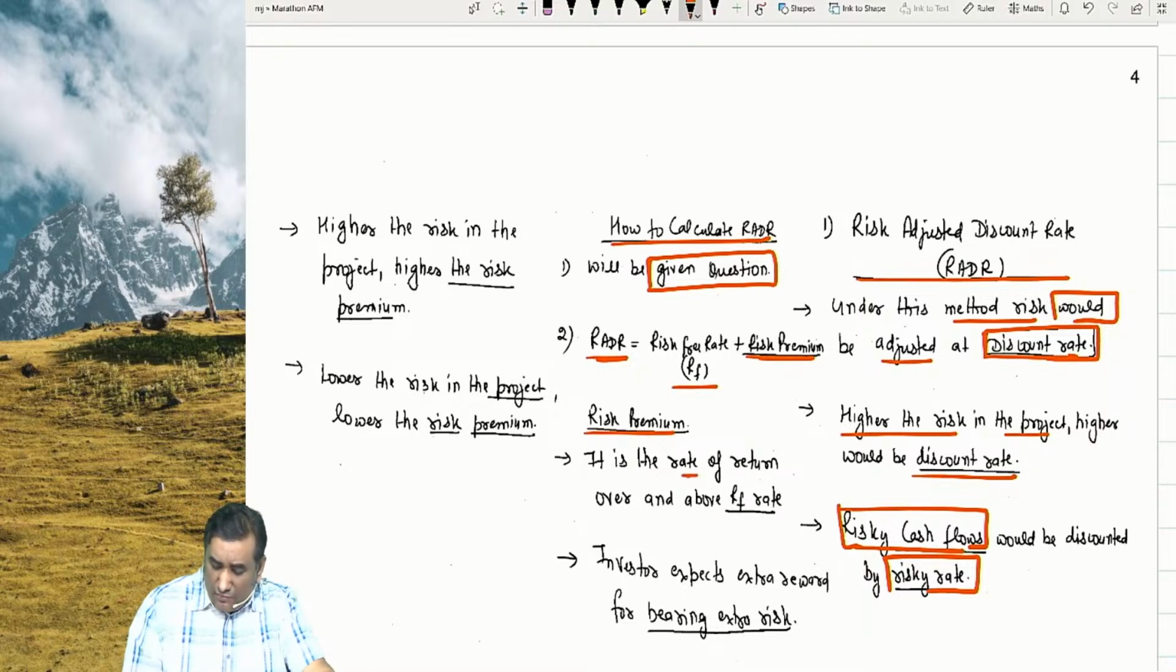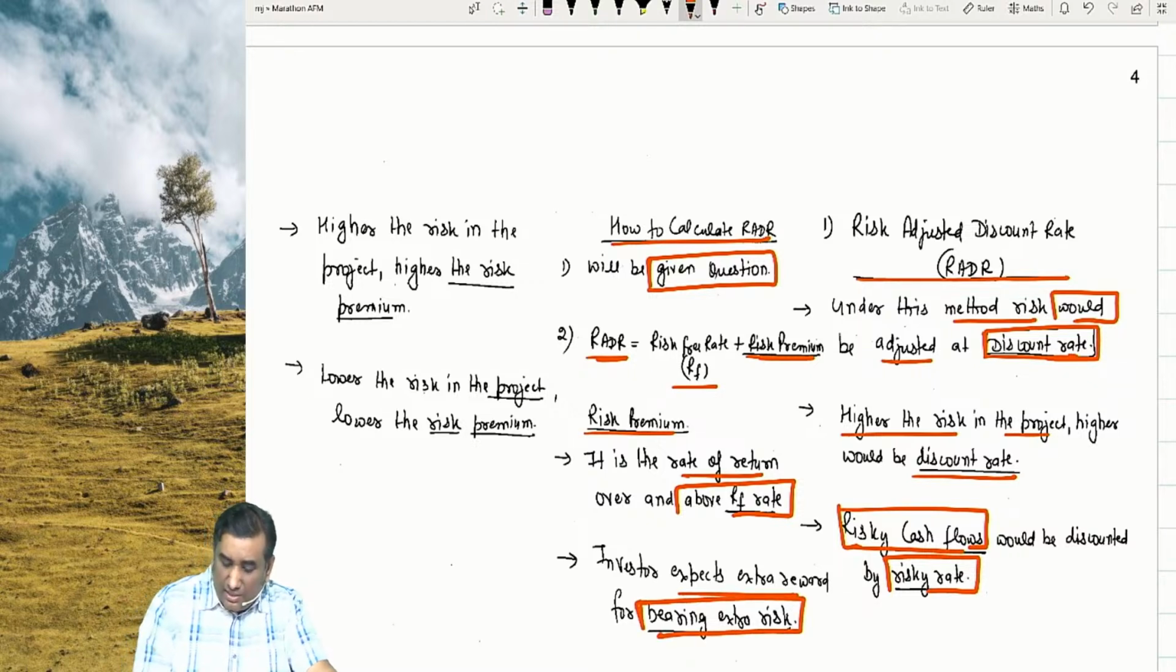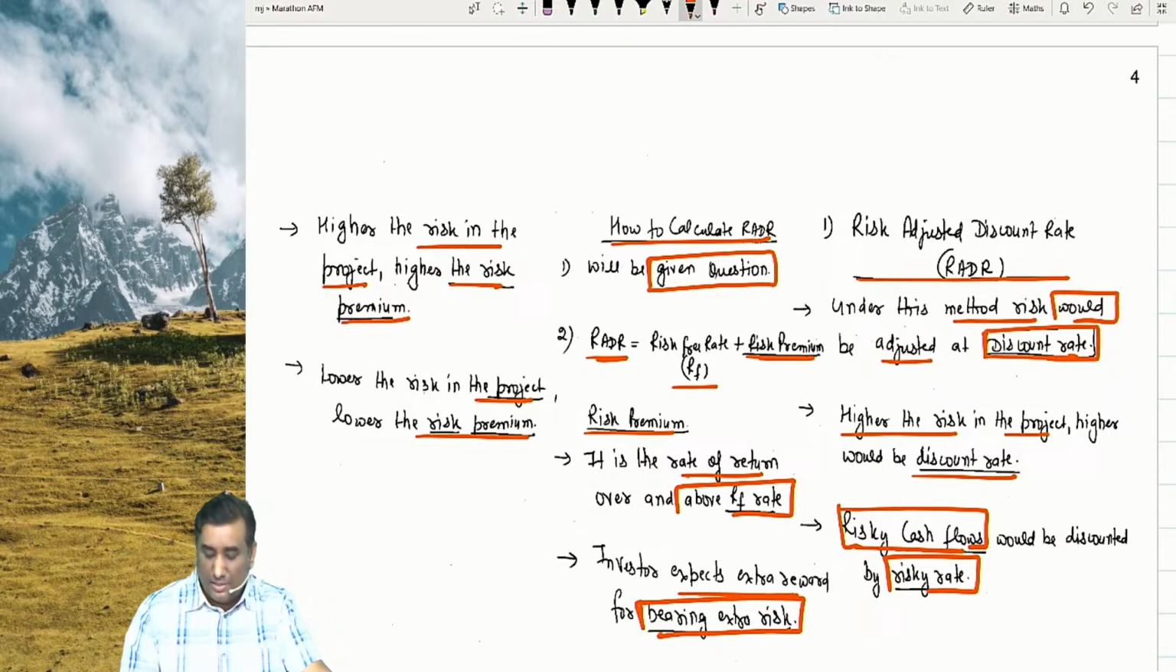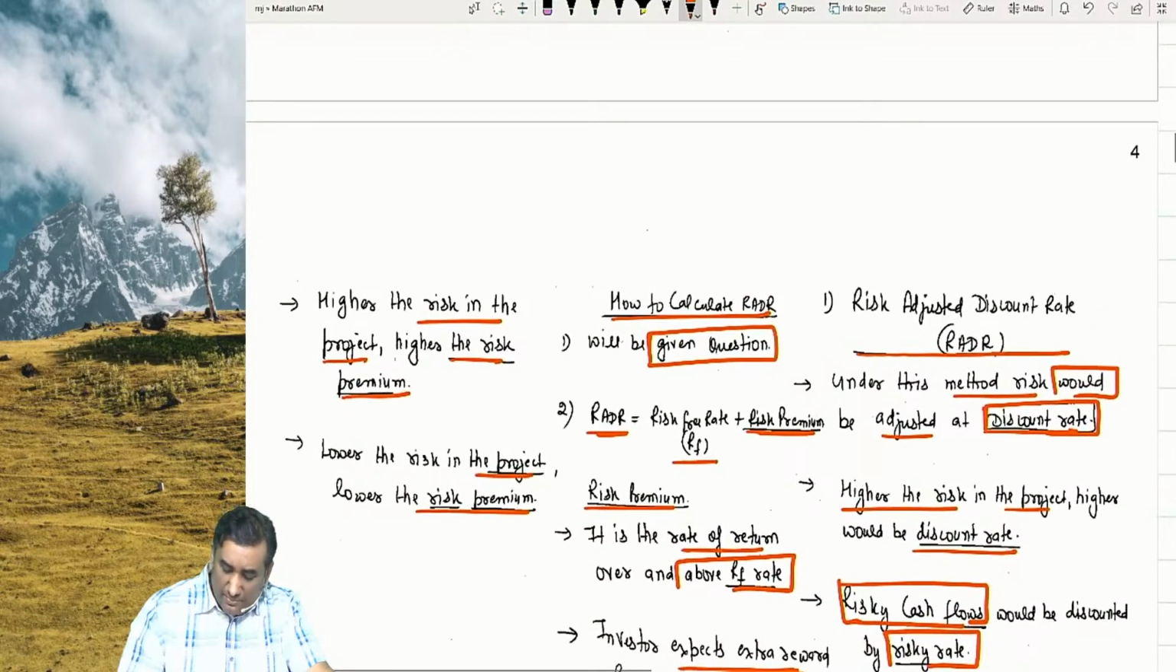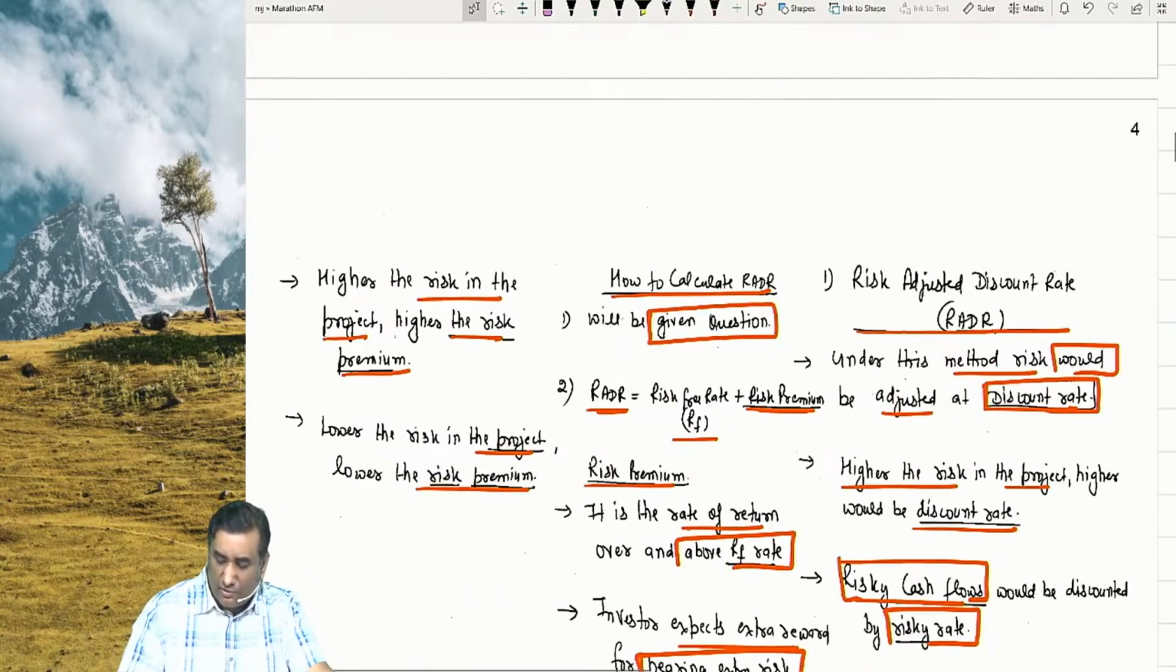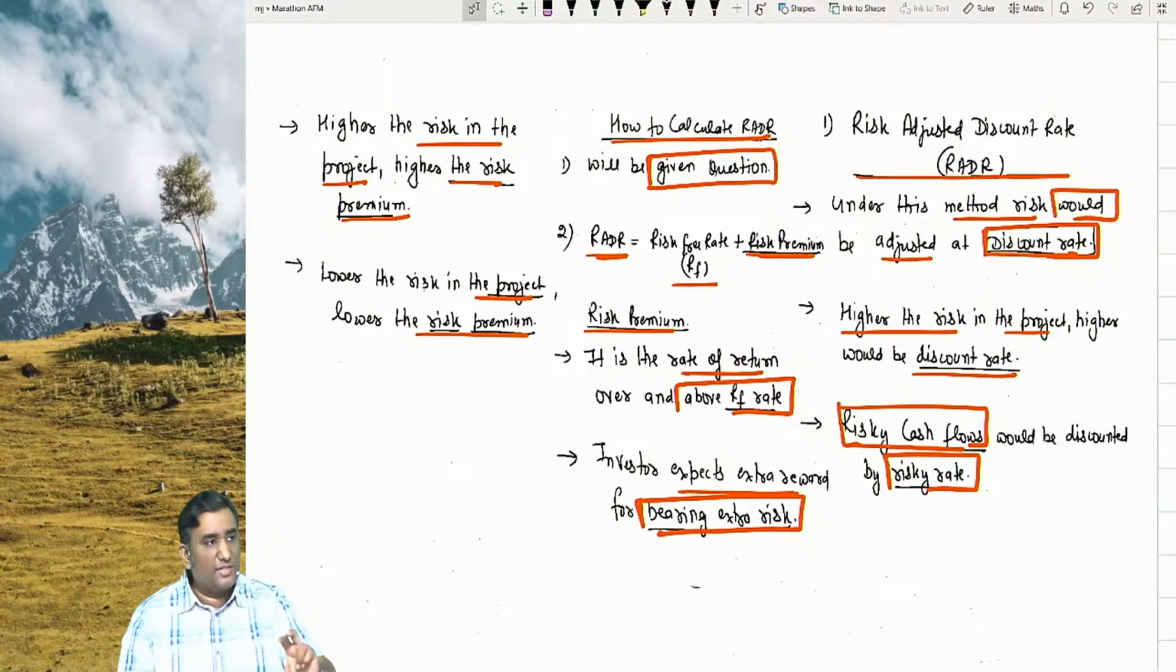Risk premium is the rate of return over and above RF. Investor expects extra reward for bearing extra risk. Higher the risk in the project, higher the risk premium. Lower the risk in the project, lower the risk premium. So these methods are very simple. If a question comes in the exam, it's a straightforward question. RADR complication can come when they combine the first and second slightly in the language form.